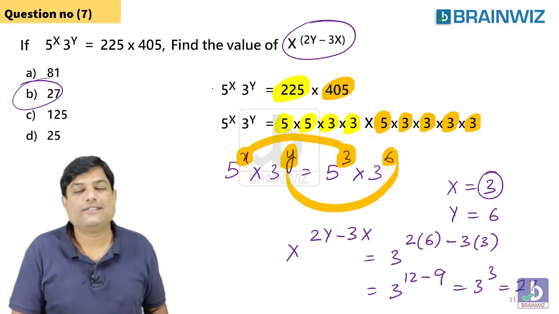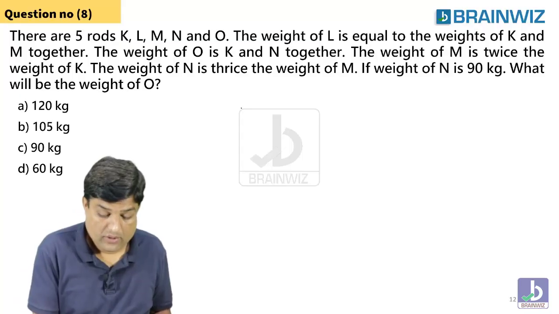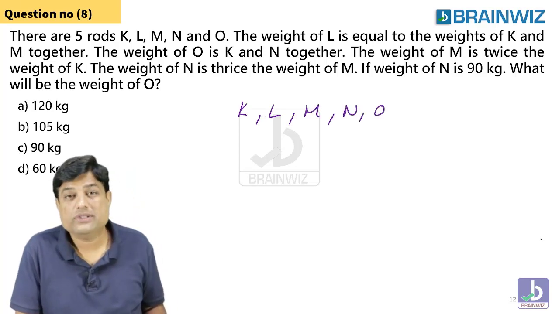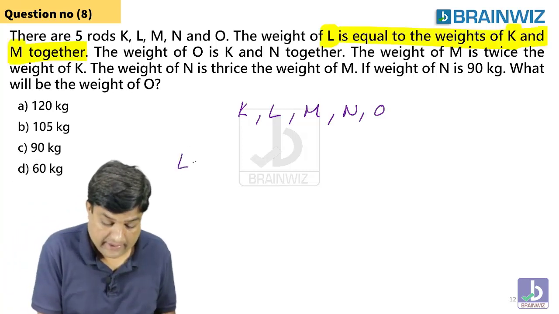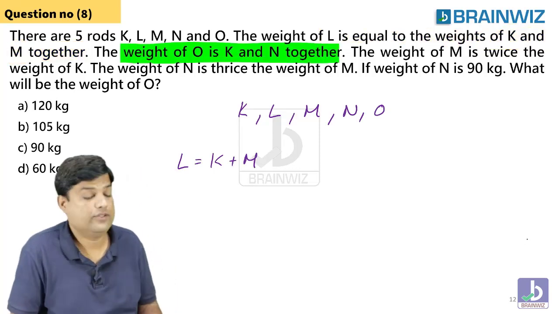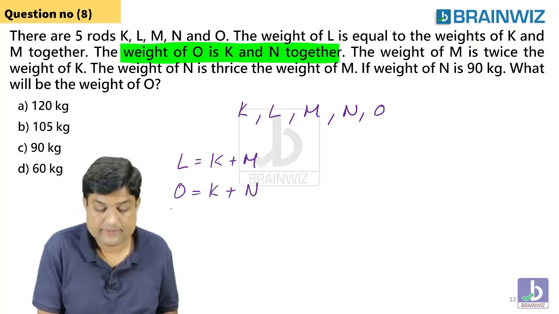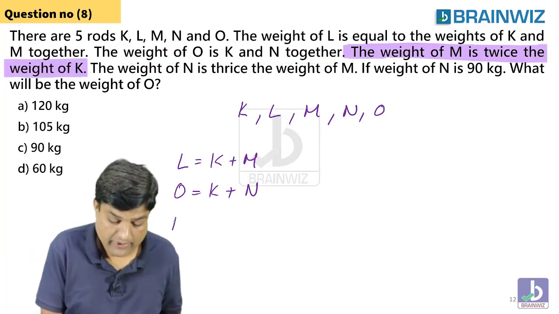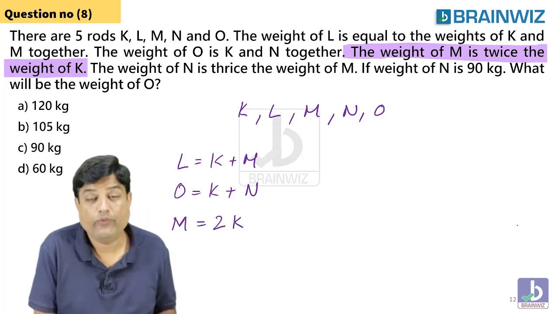Yes, guys. Here, let's go for the next question. There are 5 rods, that is K, L, M, N and O. Here he has given you some relations. The weight of L is equal to the weight of K and M together. The second condition is that the weight of O is equal to the weight of K plus N together. The third condition is the weight of M, which is 2 times the weight of K.